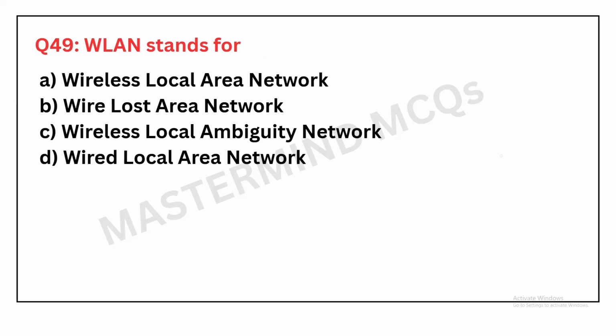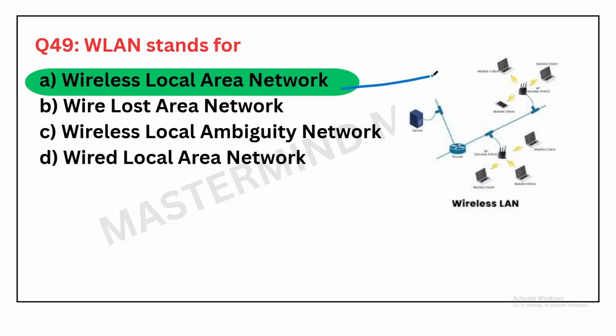WLAN stands for what? Option A, wireless local area network. Option B, wire lost area network. Option C, wireless local ambiguity network. Option D, wired local area network. The right answer is option A, wireless local area network. A wireless local area network connects devices within a limited area like homes, offices, or schools using wireless communication such as Wi-Fi. Question number 50.